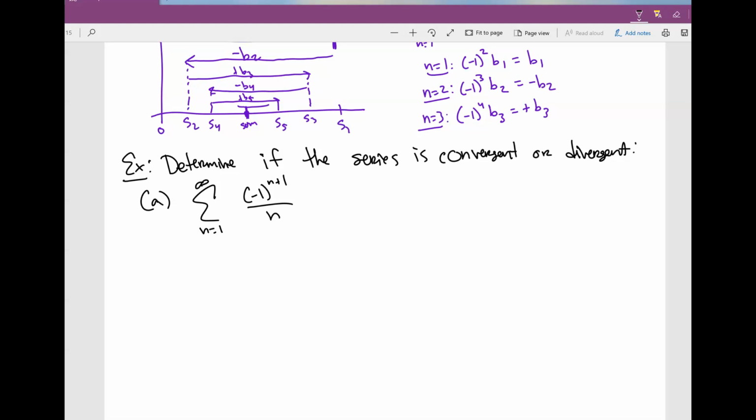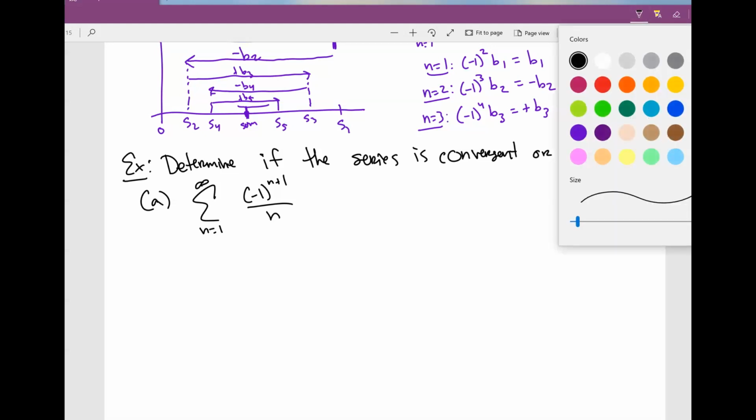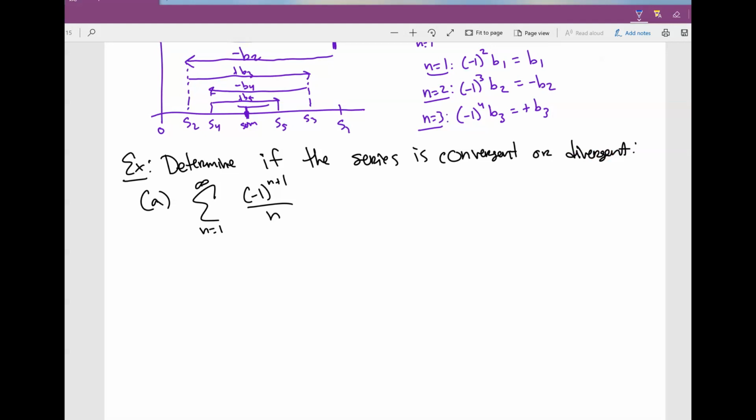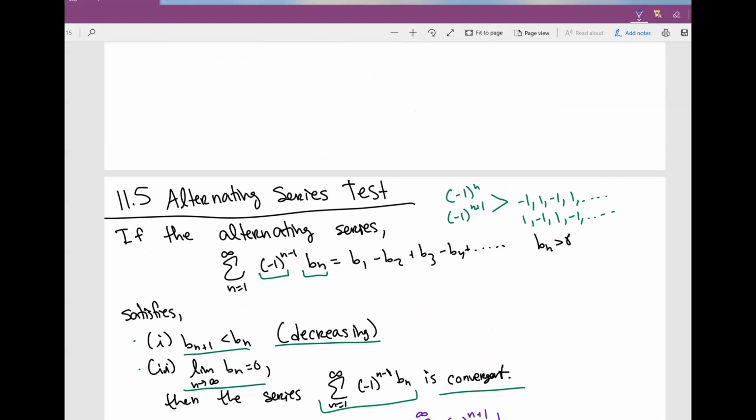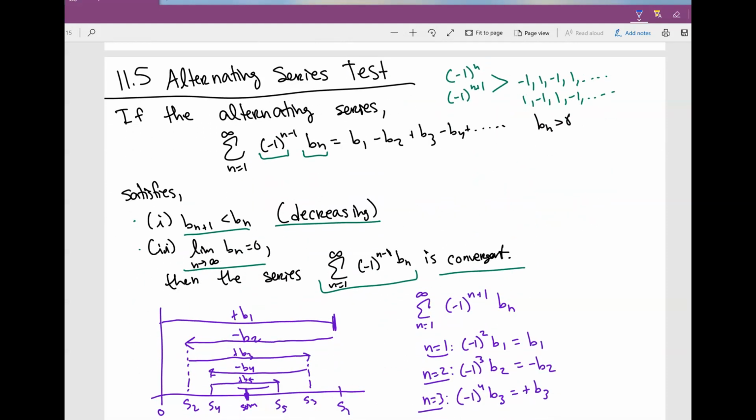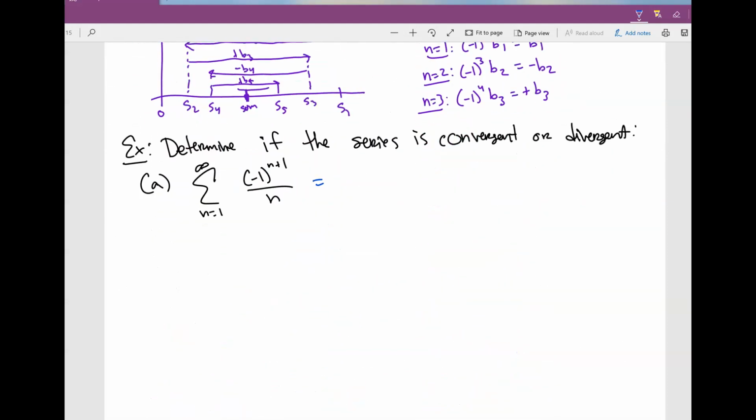Now the first thing that you want to be able to do is notice that you do have a -1 term there, which means that this is going to be an alternating series. So one of the things that you might want to do is write it in the form of -1, which is this alternating thing, with its b sub n. So you're going to have the sum from n goes from 1 to infinity of (-1)^(n+1), and then you have this 1 over n, which is basically your b sub n.